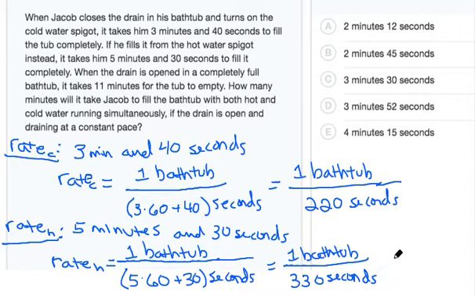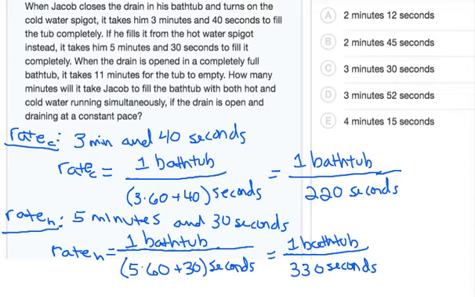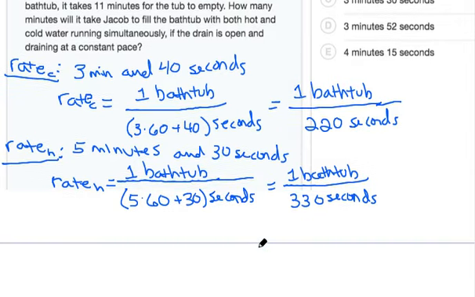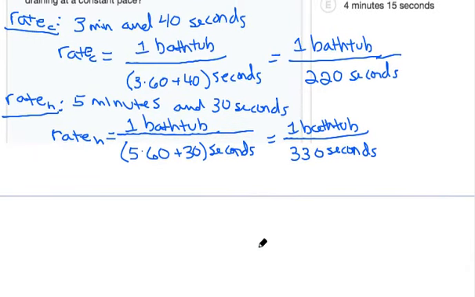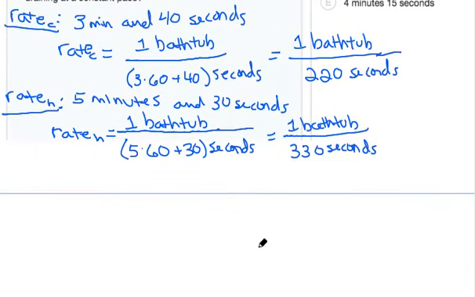Okay, so now we actually have the inflow. Both of these represent the inflow of water, right? How much water we're adding with cold and then with hot. So the last rate we have to find is the rate of draining or the outflow, how fast it takes the bathtub to drain. Let's scroll down a bit so we have some room, and we'll find our rate of outflow or draining. So let's call that rate sub D. This will be the rate at which we drain the bathtub.